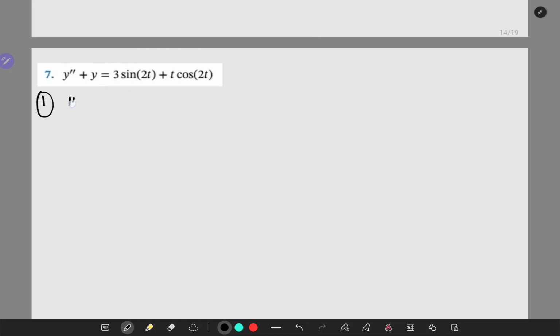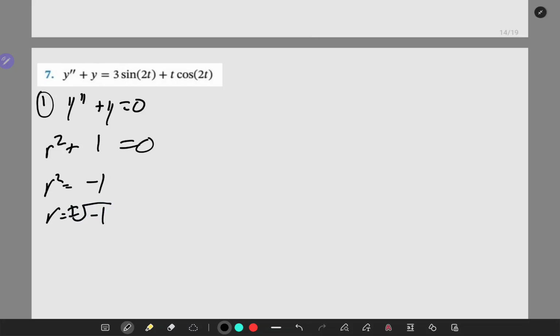We have y double prime plus y is equal to 0, right? Solve the homogeneous equation. This would be propose e to the rt, plug them in, cancel out the e to the rt's. R squared plus 1 is equal to 0. Oh, we're going to have complex for this one, right? So then r squared is equal to negative 1. R is equal to the square root plus or minus negative 1. This would tell us that we are going to have r equal to 0 plus or minus i.